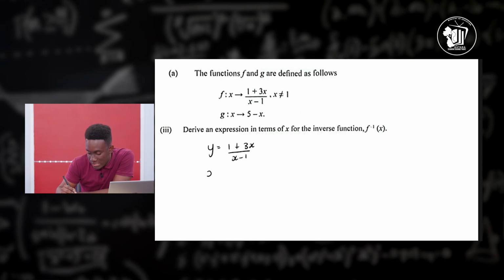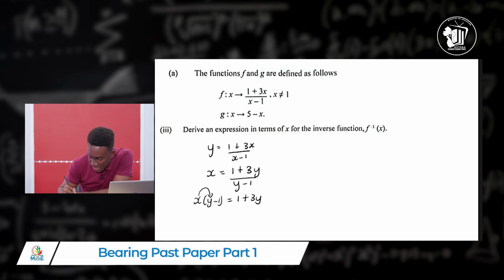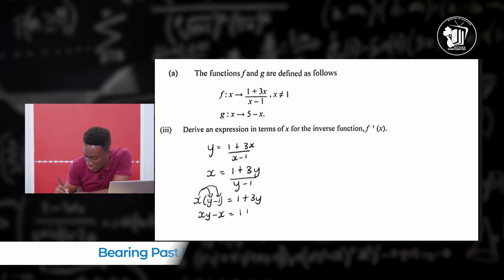So we'll have x is equal to 1 plus 3y, all divided by y minus 1. And then the next step, we make y the subject of the formula. So we have a fraction here. To get rid of that fraction, since it's divided, we cross multiply. So you'll have x multiplied by y minus 1 is equal to 1 plus 3y. So we distribute the x. x times y would be xy. x times negative 1 would be negative x is equal to 1 plus 3y.